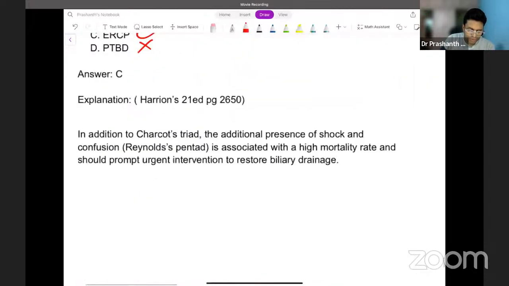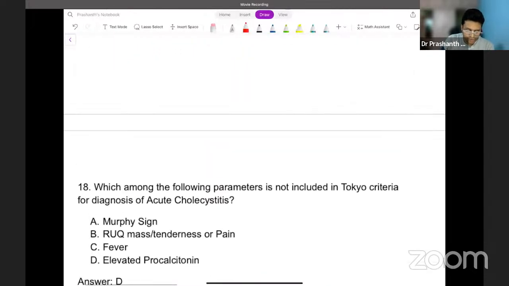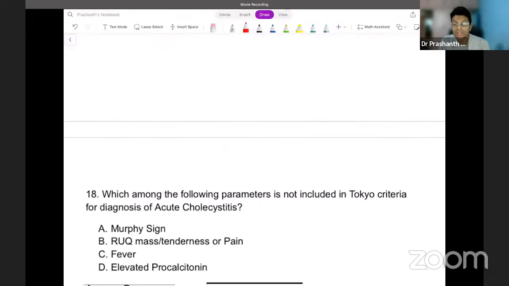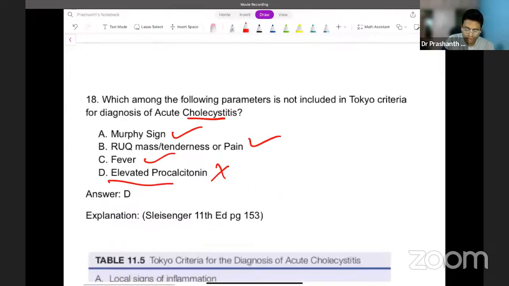Okay, so yeah. Next question is, which among the following parameters is not included in Tokyo criteria for cholecystitis? So remember, Tokyo's criteria is for cholangitis and cholecystitis. Now I have just specifically asked for acute cholecystitis. One is Murphy sign, right upper quadrant tenderness, fever. Elevated procalcitonin is not a part of Tokyo's criteria.